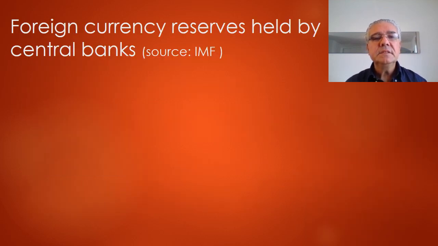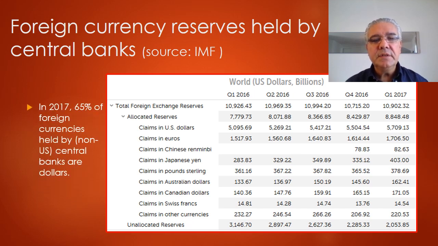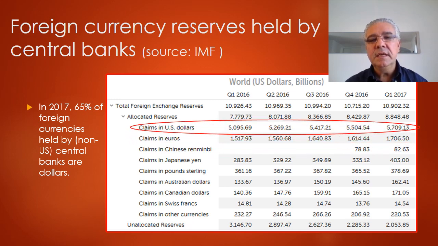If we look at the foreign reserve currencies held by central banks other than the US, we see that about 65% of their reserves are held in dollars, which is a huge amount of reserves. And that means the dollar and the US still running a trade deficit and still financing its high level of consumption and imports by printing dollars and issuing dollars.